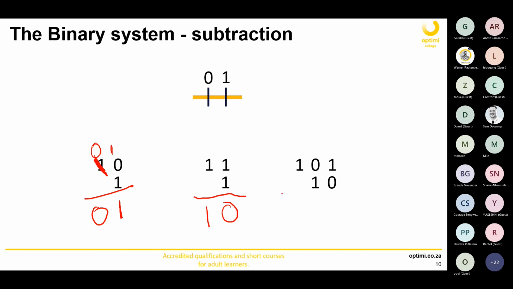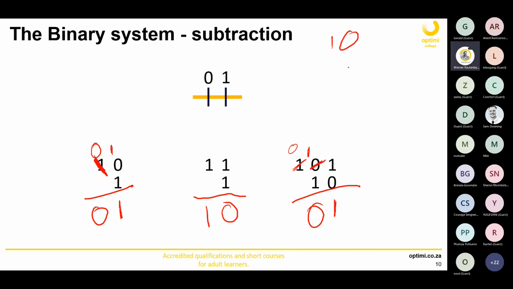Let's look at it. Let's start at the right-hand side. 1 minus 0 is 1. 0 minus 1, I cannot. So I need to borrow. There it goes. That one becomes 0. 1 minus 1 is 0. 1, 0, 1 minus 1, 0 is 0, 1. 1, 0, 1 minus 1, 0 is 1. Okay. We can add that as well.